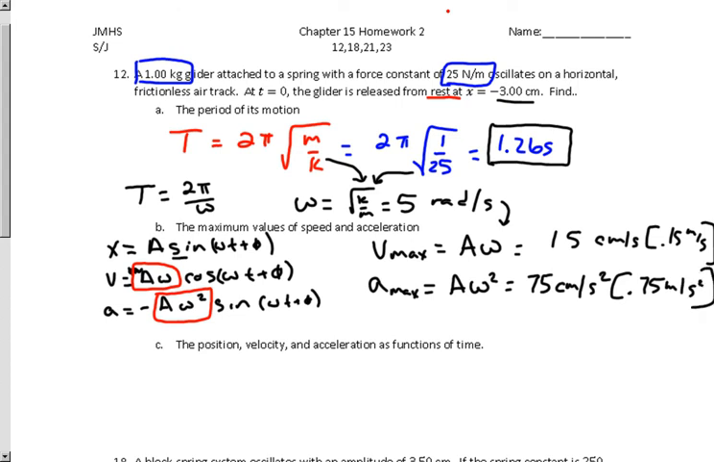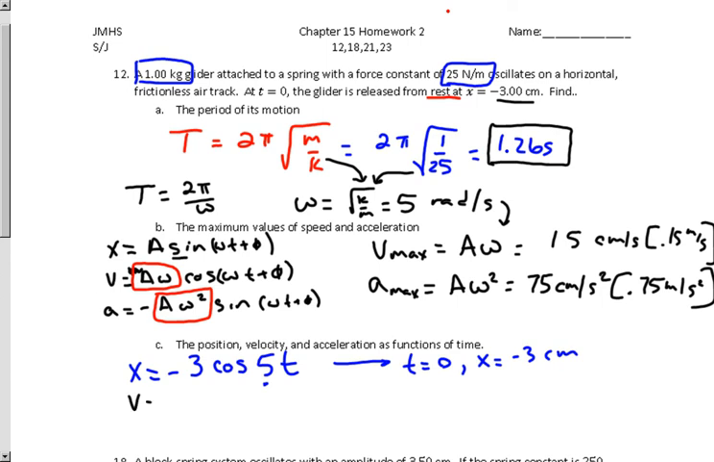Then as we look for the position, velocity, and acceleration functions as a function of time, we can just plug them into our equations. We get that x is equal to A. Our A is 3 centimeters. But we're starting at -3, so -3 times the cosine of 5t. In this case, 5 is my omega. I didn't put any phase shift in here because we are released from rest at x equals -3 centimeters. So at t equals 0, we need to start at -3 centimeters. If we verify that at t equals 0, x is equal to -3 centimeters. So that's a good thing.